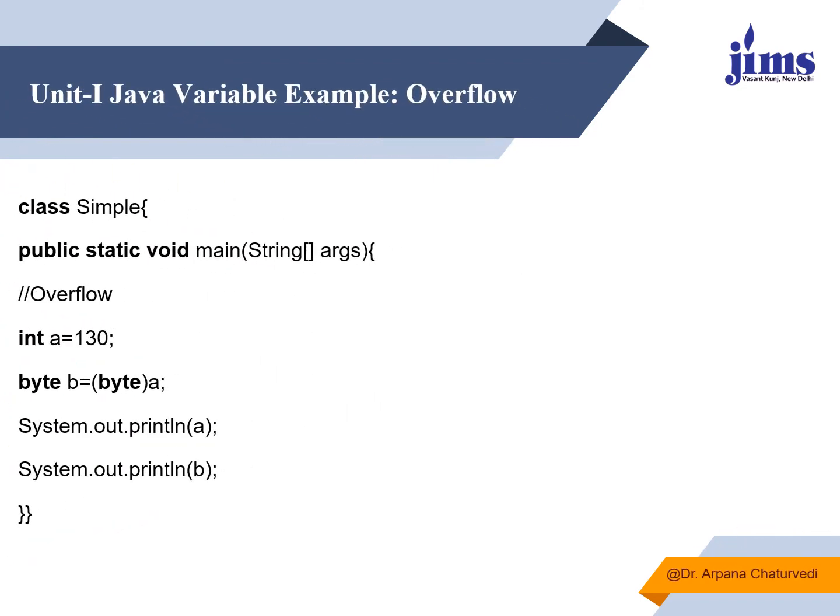This is another example of overflow. What is that? Int a is equal to 130, holding 2 byte of space. Byte b is equal to, you are converting a into byte first of all. Fine, a into byte. Byte is a smaller data type. A is a bigger data type. So what happens when you convert it into byte data type, larger to smaller, the data is going to get overflowed. The size of a is larger, byte is smaller, the capacity is lesser. So this is known as overflow of information.